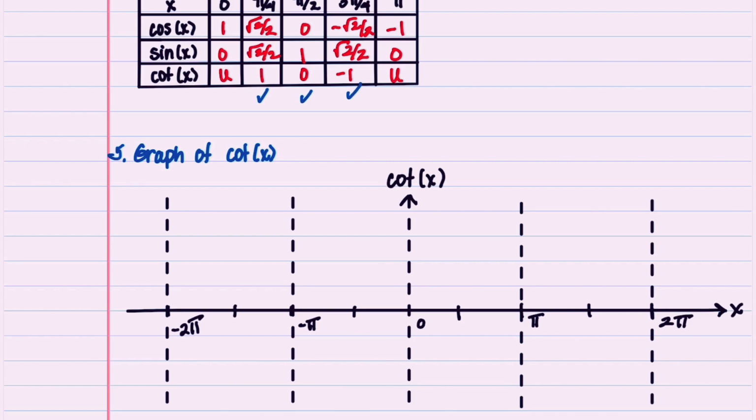So when x is equal to pi over 4, cotangent is equal to 1. And then at pi over 2, it's 0. And then at 3 pi over 4, it's negative 1. If we connect these points, our graph looks like this. Our graph is then pi periodic, so it's going to repeat every pi units. So it will look like this.